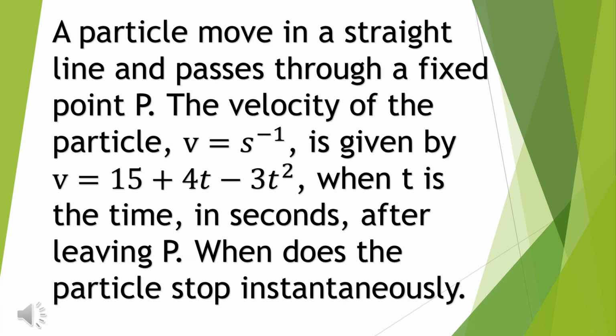Okay, now let us proceed to the next question. The question is talking about a particle moving in a straight line and passing through a fixed point P. This question is talking about velocity, and the velocity equation is given as v equals 15 plus 40t minus 3t squared. The question is asking, when does the particle stop instantaneously after leaving P?